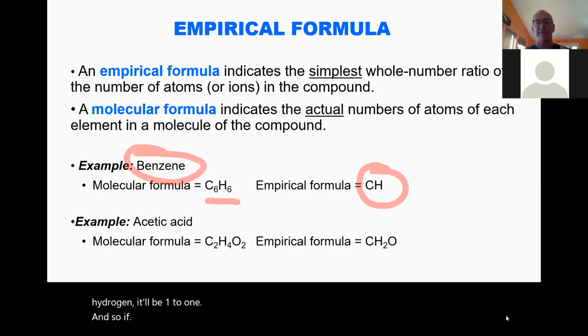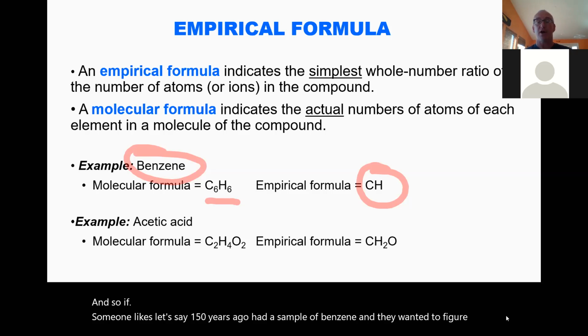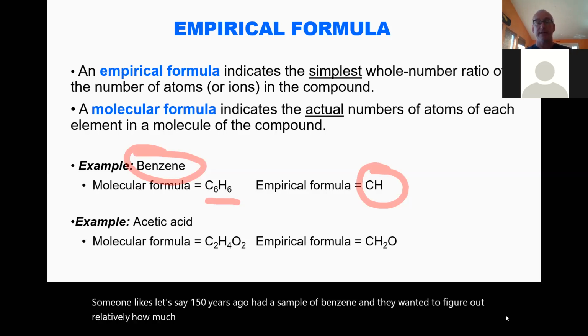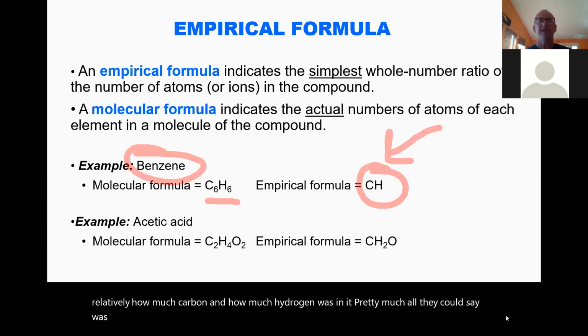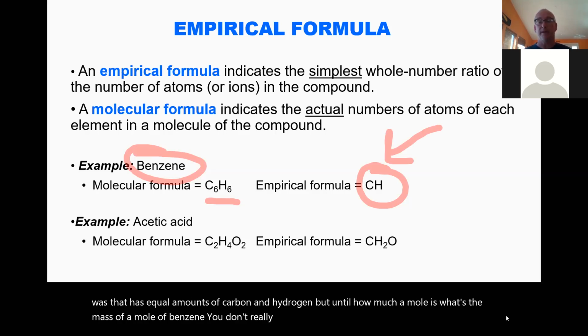And so if someone, let's say 150 years ago, had a sample of benzene and wanted to figure out relatively how much carbon and how much hydrogen was in it, pretty much all they could say was that it has equal amounts of carbon and hydrogen. But until you know the mass of a mole of benzene, you don't really know what the molecular formula is.